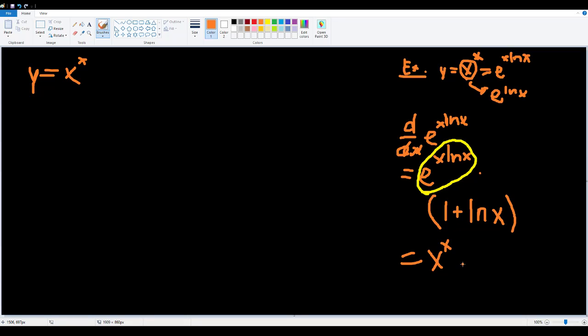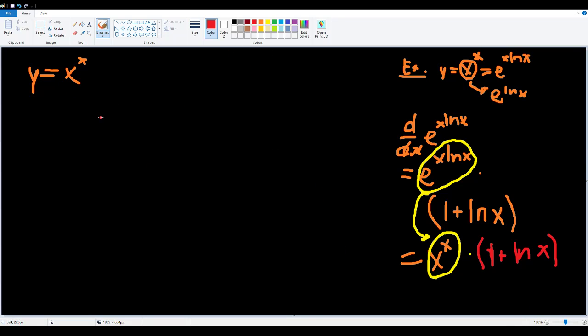So, yeah, we got x to the x here. Actually, let's just highlight over that so you can see these two. And then we also have this section, which would be our other bit, which is 1 plus ln x. Okay. And that's the explicit way of finding the derivative.